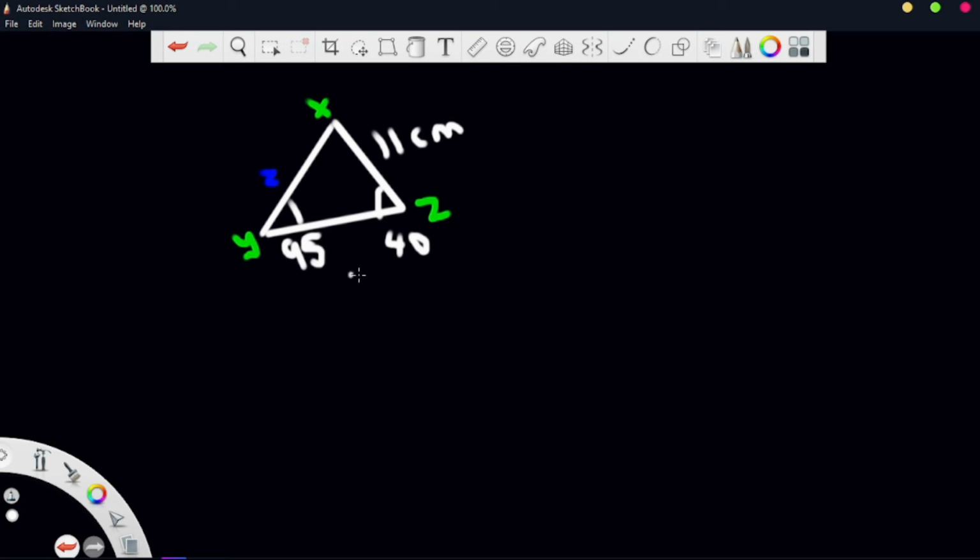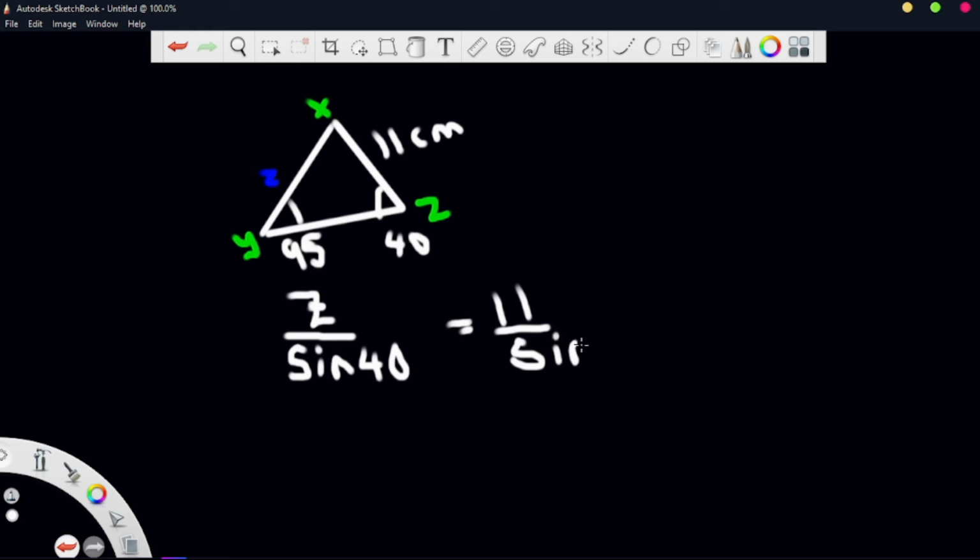If I want to solve for z, what I can simply say following the sine rule is z over, we know this is the opposite to z, which is sine 40, so we can say z over sine 40 is equal to these two opposite sides, 11 over sine 95.